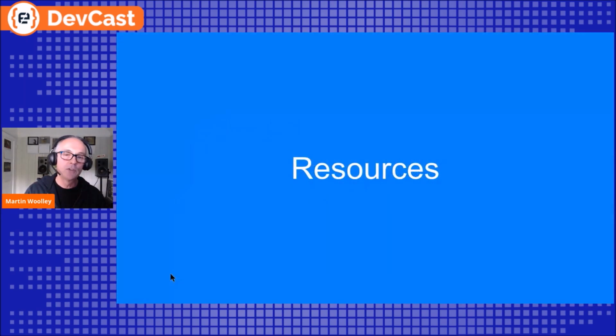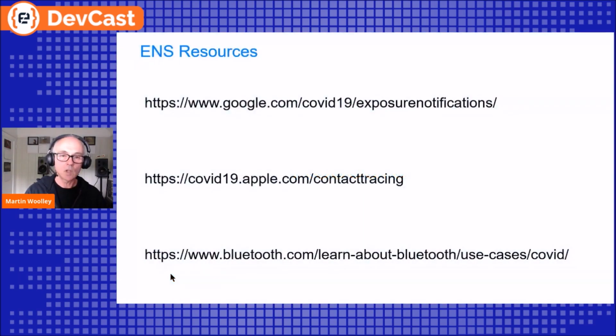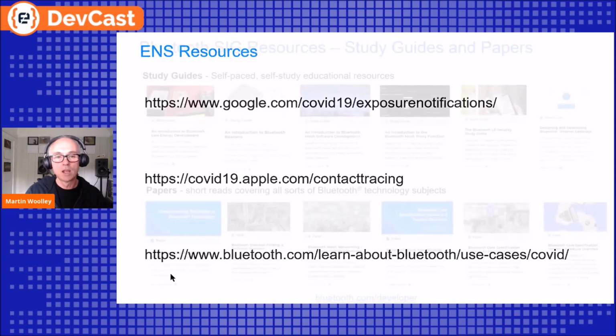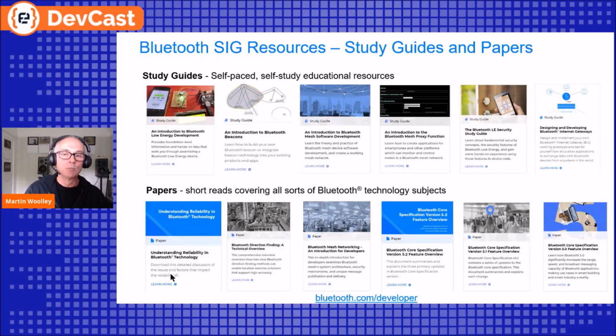Okay, let me leave you with some pointers to resources on this subject that you might find useful. So here are 3 websites that contain ENS information from Apple, from Google, and from the Bluetooth Special Interest Group, respectively. And that's for general Bluetooth technology information for developers. Bluetooth.com is, of course, the place to go.